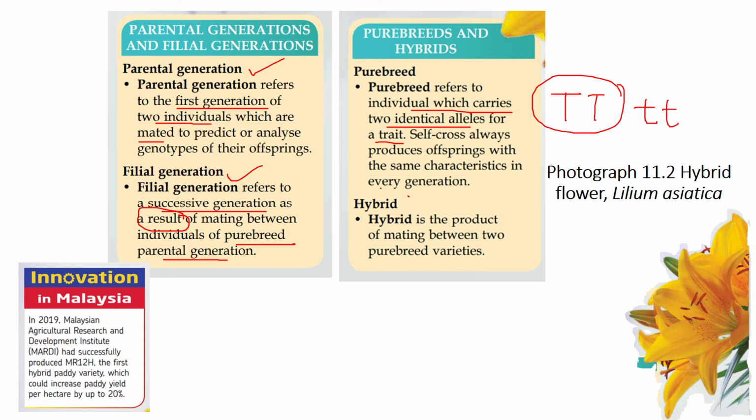Kalau hybrid, hybrid is the product of mating between two purebred varieties. Maksudnya kalau kita kacukkan yang dua ini, these two are purebred. But if we are to cross these two, it is going to produce hybrid. Produk itu kita panggil sebagai hybrid.